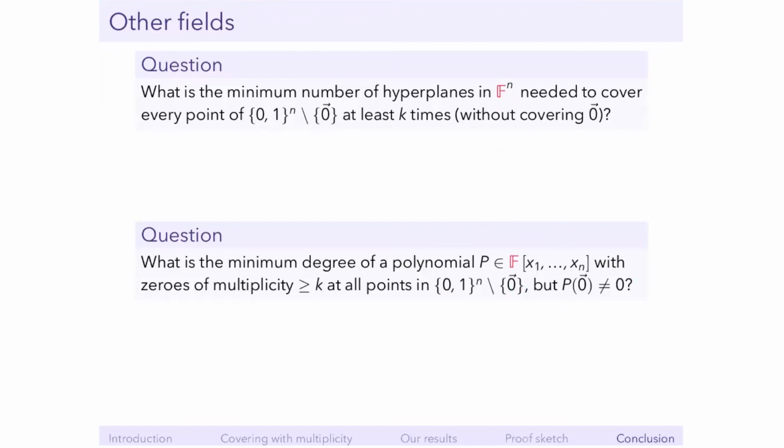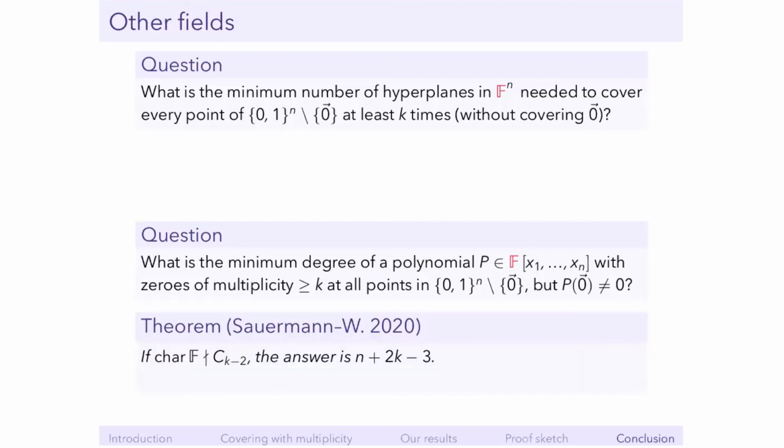So you could ask, what about this geometric covering question and this algebraic, polynomial covering question over arbitrary fields? And you might expect that the answer should be the same. So for instance, the Alon-Füredi theorem, where k equals 1, works over any field, and the proof works exactly the same way over any field. And so the answer is always n, no matter what field you're working over. But actually, for this higher multiplicity question, the answer does depend on the field.